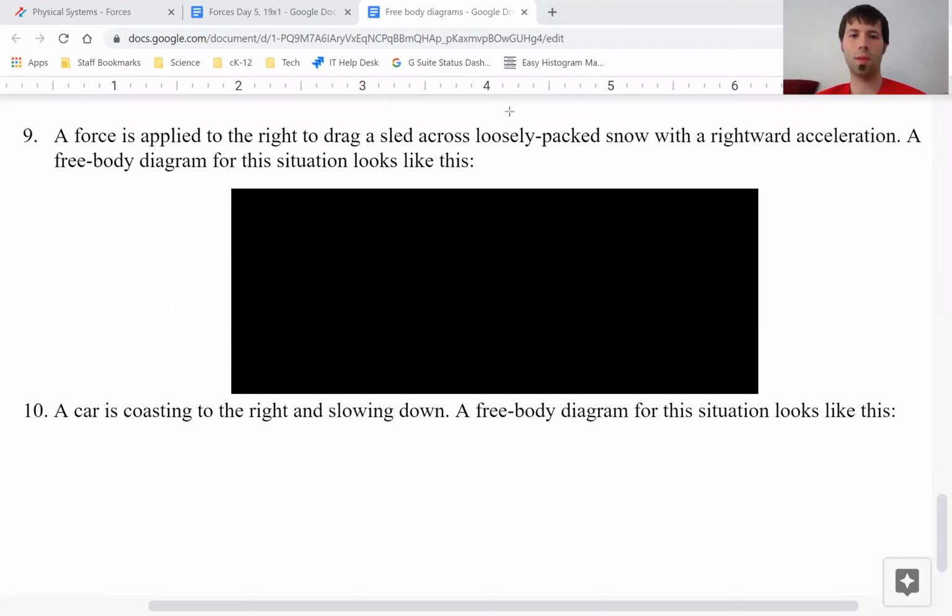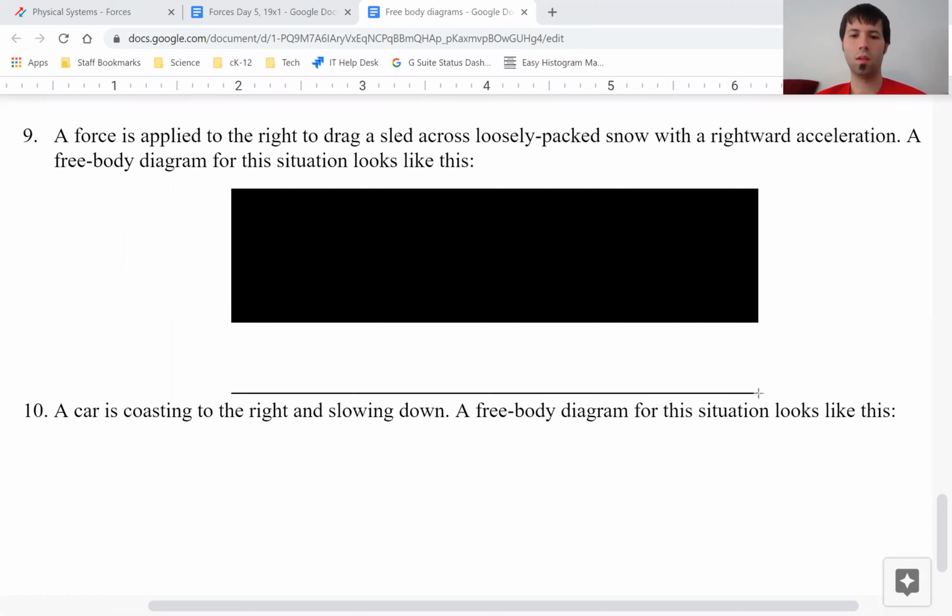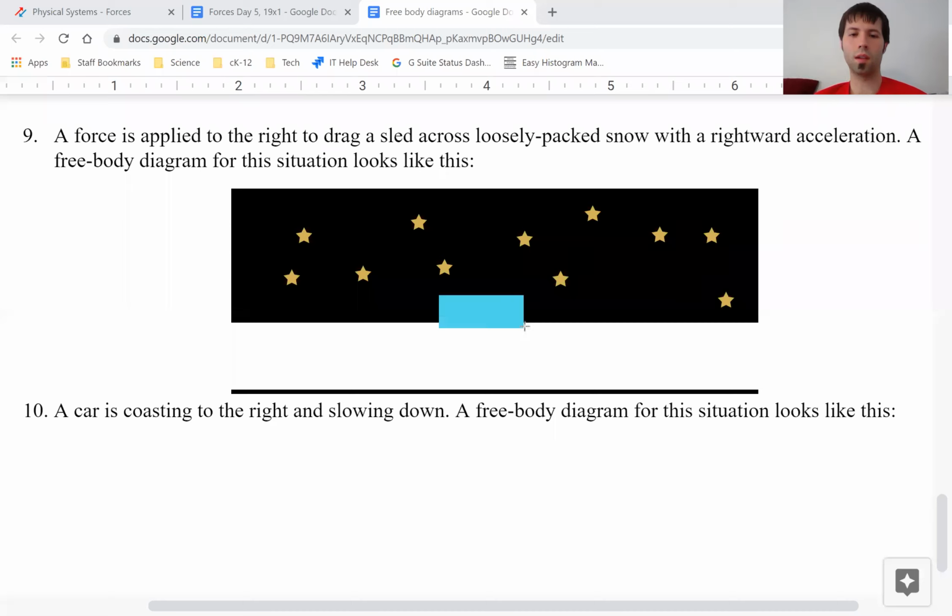Okay, maybe it's nighttime. And we got some snow. You know what? What the heck? Let's go ahead and draw some stars. Yeah, now we're getting artsy. Okay, I'm going a little overboard now. So we got a sled. Let's draw our sled. Now I can use some lighter colors. Got a sled.